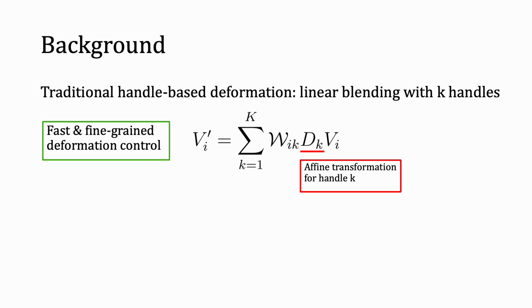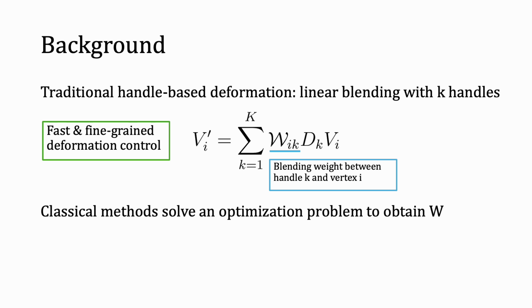dk is the affine transformation assigned to handle k, and W is the weights matrix, where the ik entry stores the blending weight between handle k and vertex i. V is of course given by the input mesh, and dk is given by the user. Classical methods will then typically solve for W through some energy minimization problem.